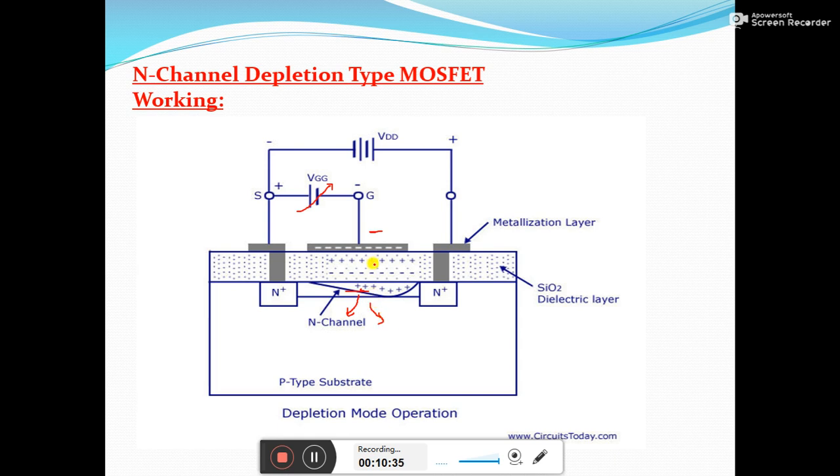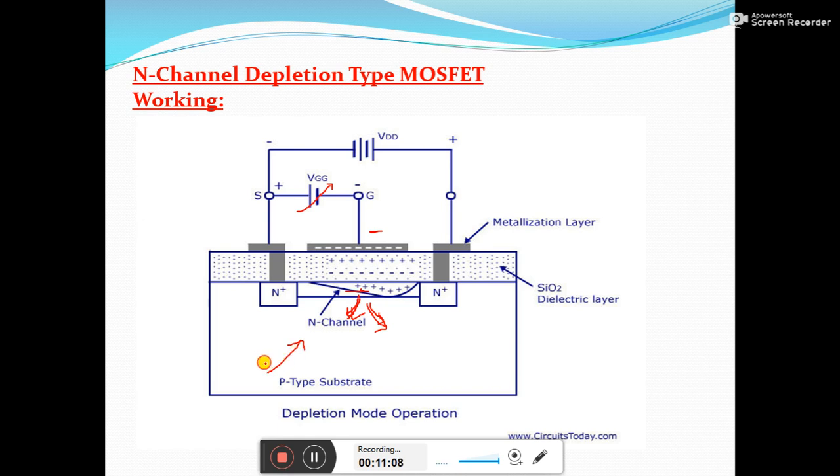At the same time, since the gate is negative, it tries to attract the holes from the P type substrate. So I will tell you again, the negative gate voltage repels the conduction electrons from the channel because they are of the same polarity. So here the electrons are repelled from the gate, from the channel, and at the same time the gate is going to attract the holes from the P-type substrate.